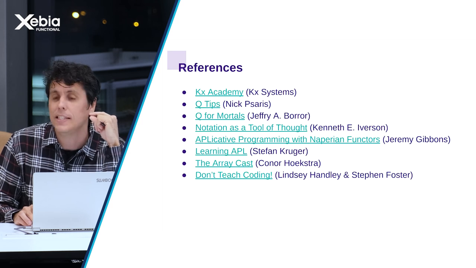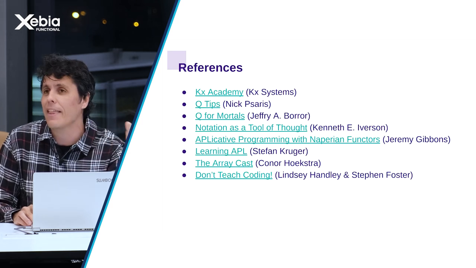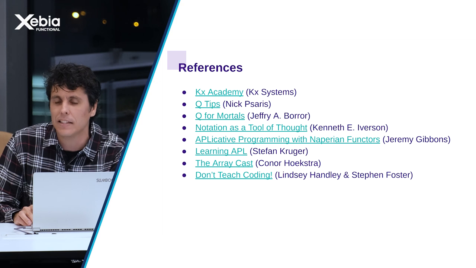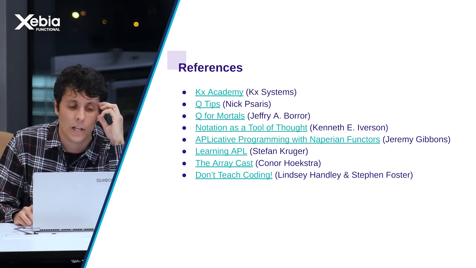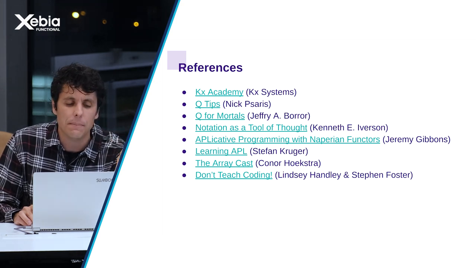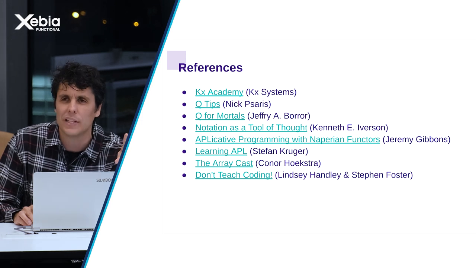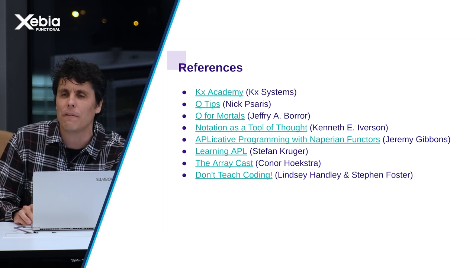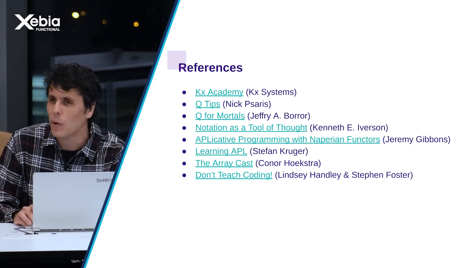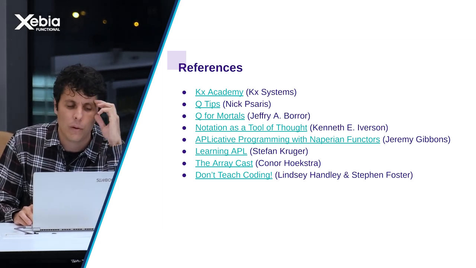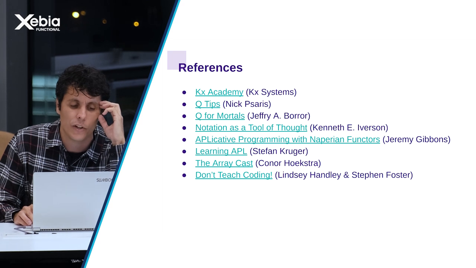So some references. First of all, the KX Academy, they have excellent courses here to learn Q. Then we have Q Tips and Q for Mortals. They are two books that complement each other very well. The first of them is more practical. The second of them is more of a reference manual. So I recommend reading both if you are interested in this technology.